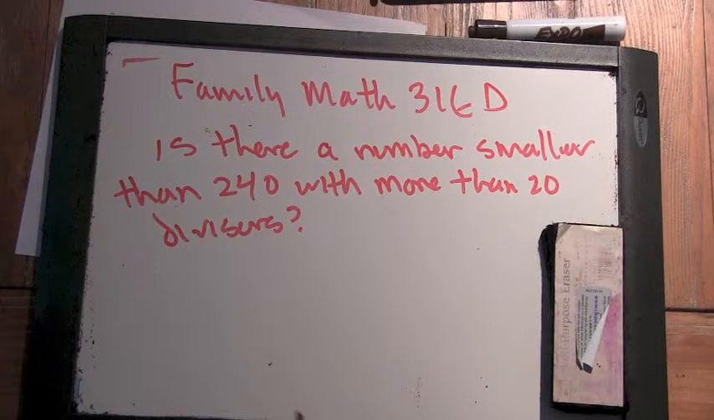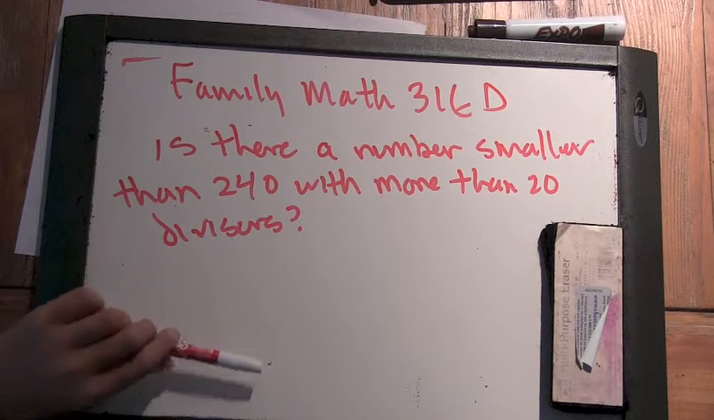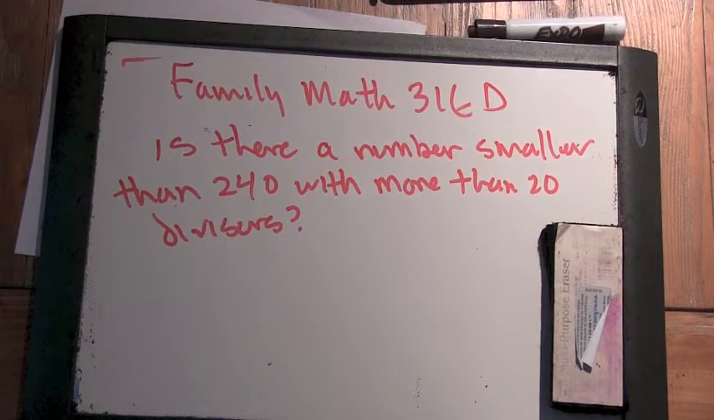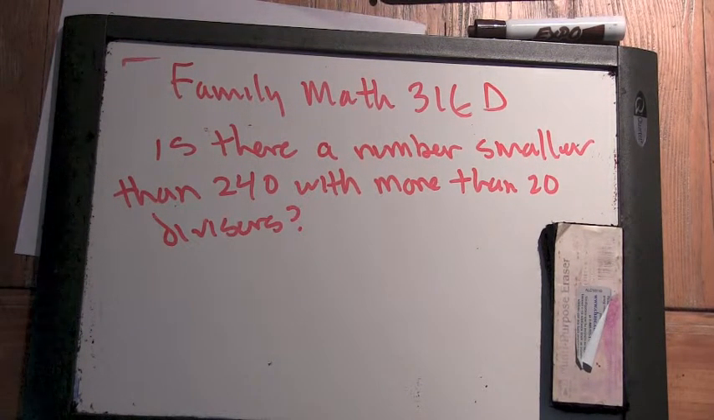Okay, so this is a very good challenge problem. Is there a number smaller than 240 with more than 20 divisors? We said that 240 is the smallest positive integer with exactly 20 divisors. So is there a number smaller than 240 with more than 20 divisors? This is actually a pretty interesting question.